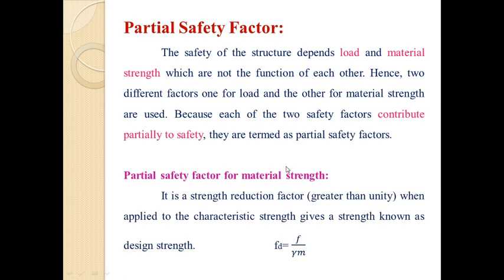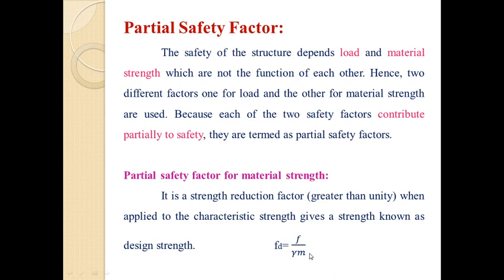For material strength, it is introduced to account for constructional faults, or bad workmanship and supervision, or we can say inferior material. So the design strength is obtained by dividing the characteristic strength by the partial safety factor of the material strength. Or we can define it as the strength reduction factor, greater than unity, which when applied to the characteristic strength gives a strength known as design strength, that is Fd is equal to F upon gamma m.